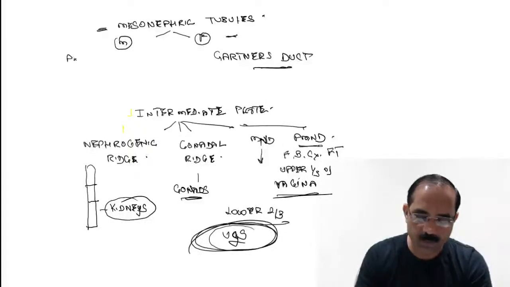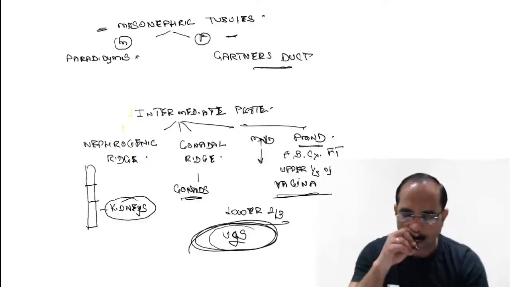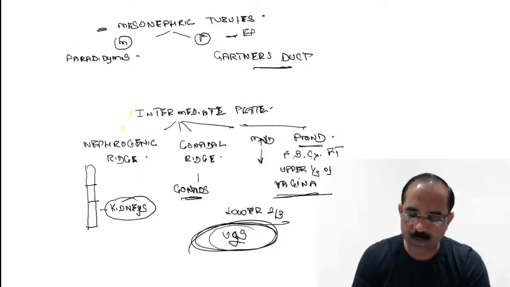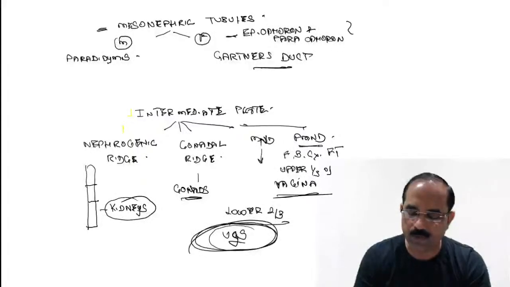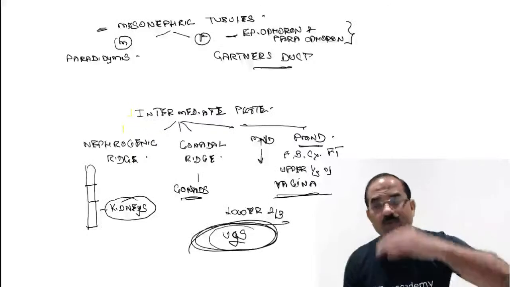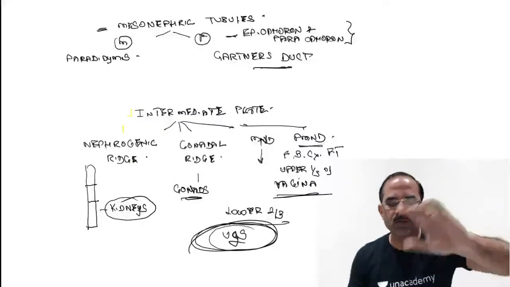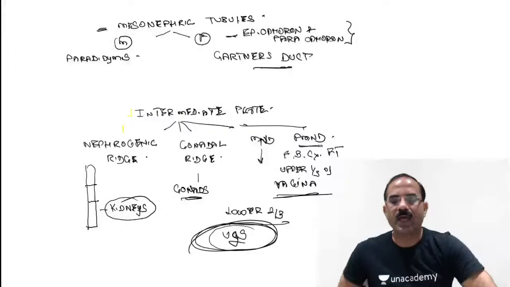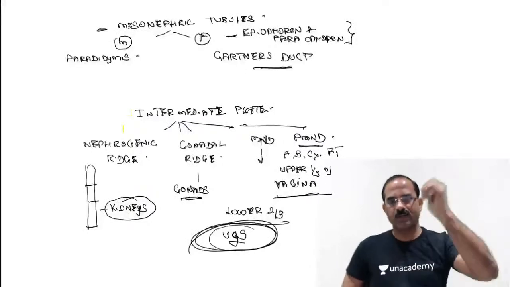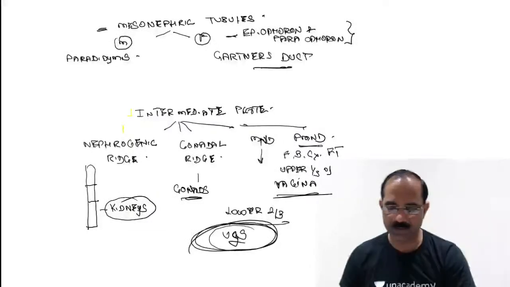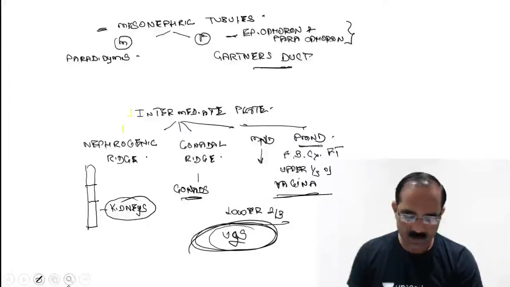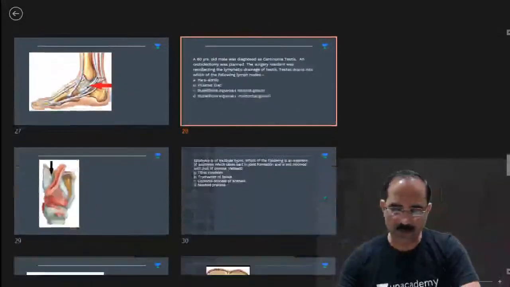In males they form paradidymis, and in females they form the epoophoron and paroophoron. Epoophoron and paroophoron are derived from mesonephric tubules. Remember students, mesonephric tubules form the epoophoron and paroophoron. I hope this is clear to all of you. Perfect. So just remember this. Plenty of MCQs on this topic that you get.